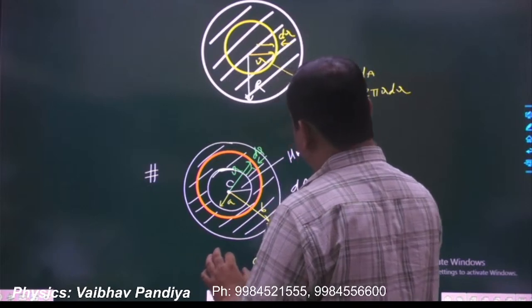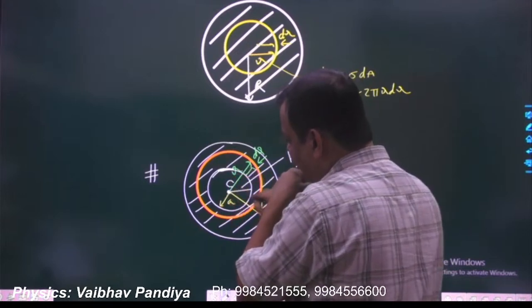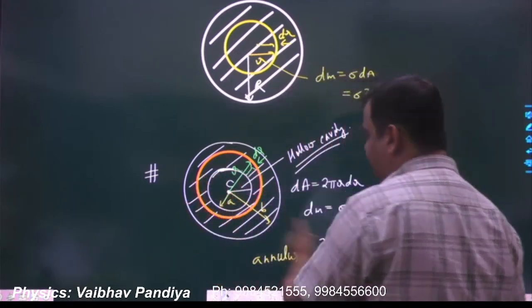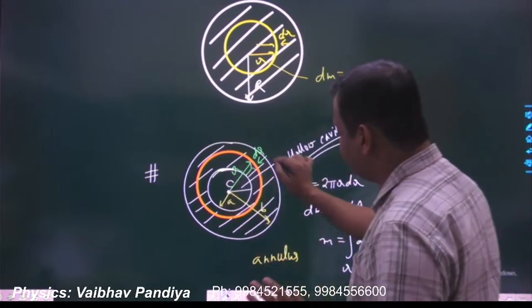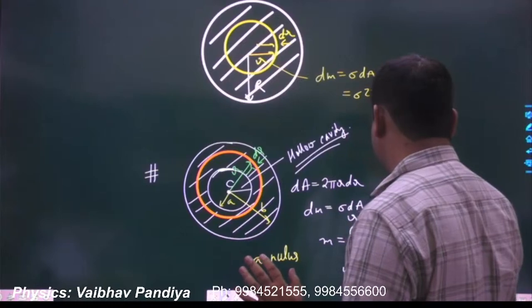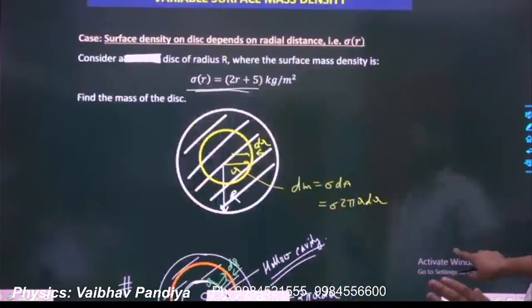Because no element can be taken in the center. The center is empty of mass. So the first element will be the inner wall of the cavity. The first circular element will be at the inner wall of the cavity. So r will begin with the limit of A, and the last element will be the periphery of the disk. So r will end at the value of B. Okay. So in such cases, you simply need to change the limits.